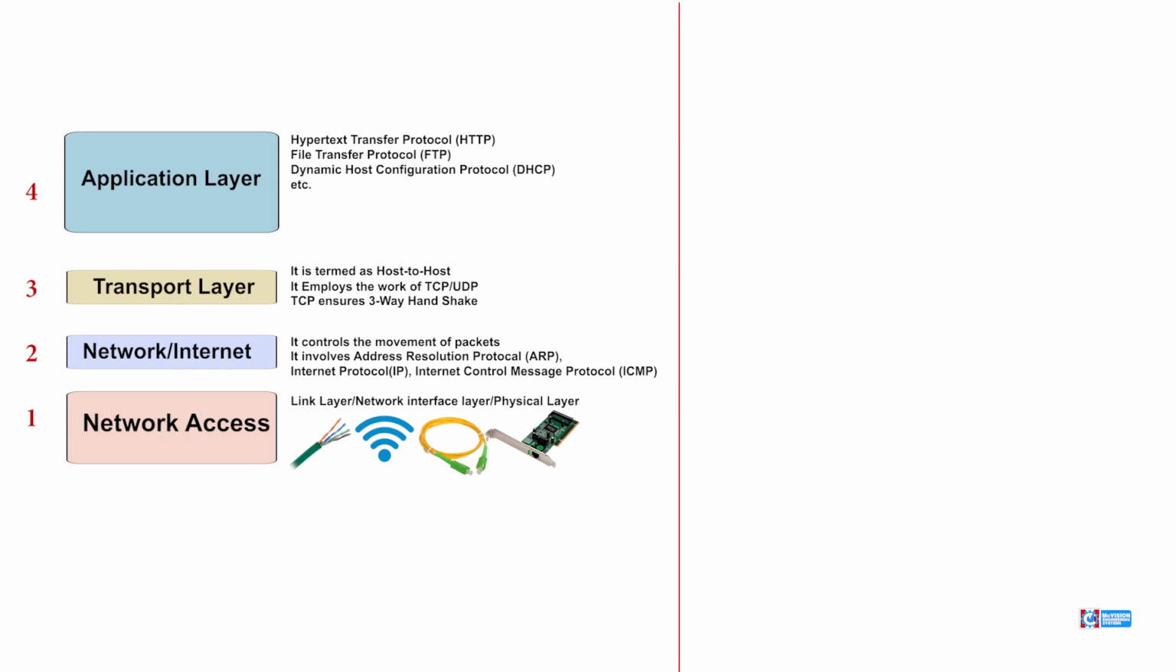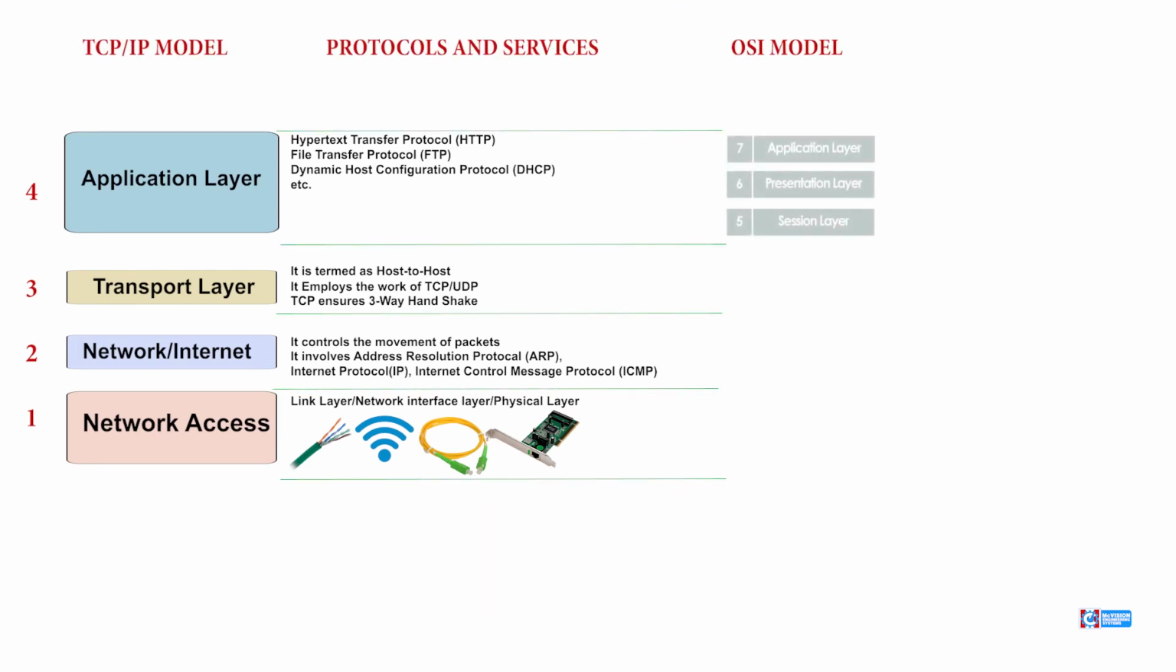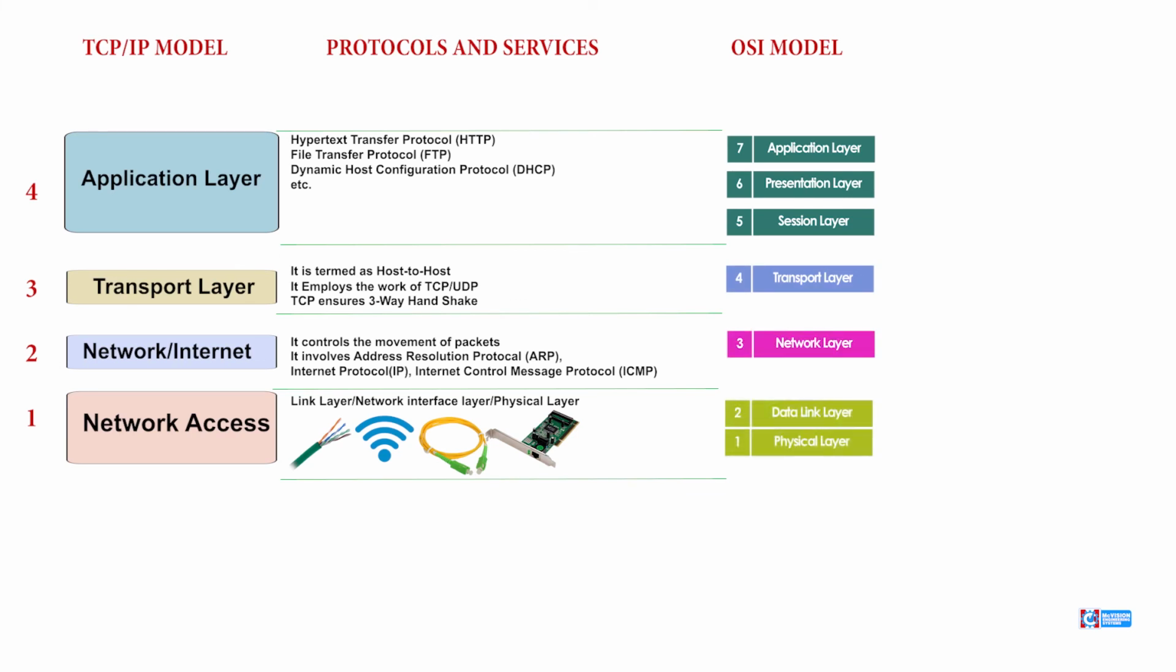Now, comparing the TCP/IP model to the OSI model. We can see that the TCP/IP model combines some functions of the OSI model into one, and simplifies it as shown in this illustration. The main difference between the TCP/IP and the OSI model is that the OSI model is a conceptual model that is not practically used for communication.